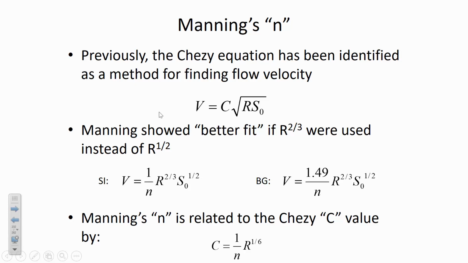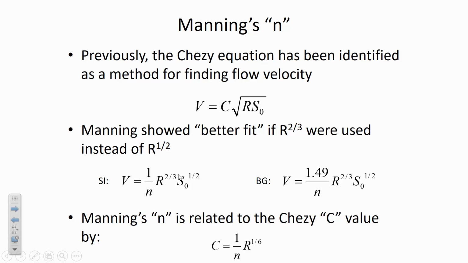And if you're ever in a situation where you have a table of roughness values in these Chezy terms, you can relate the Chezy C value and the Manning's n value with this formula on the screen. So here in SI units, the velocity is the hydraulic radius to the 2/3 power, times the slope to the 1/2 power, divided by n. And so if you want to find the flow rate going through a channel, that would be the area times the velocity: hydraulic radius to the 2/3 power, slope to the 1/2 power, divided by the n value.